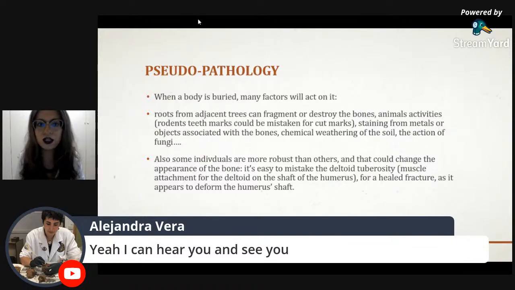So this could change the appearance of the bones. For instance, it's very common to mistake the deltoid tuberosity, which is the muscle attachment of the deltoid muscle on the shaft of the humerus, for a healed fracture, because people with a higher level of robusticity happen to deform the humerus shaft.